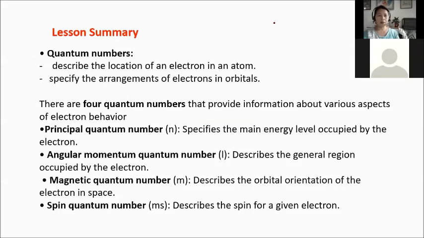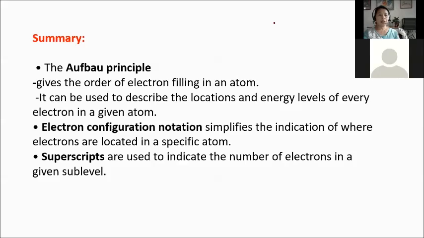Okay, for our lesson summary, quantum numbers describe the location of an electron in an atom. There are 4 quantum numbers: the principal quantum number, angular momentum quantum number, magnetic quantum number, and spin quantum number. Aufbau principle gives the order of electron filling in an atom. It can be used to describe the location and energy levels of an electron in a given atom. Electron configuration notation simplifies the indication of where electrons are located in a specific atom. And superscripts are used to indicate the number of electrons in a given sublevel.